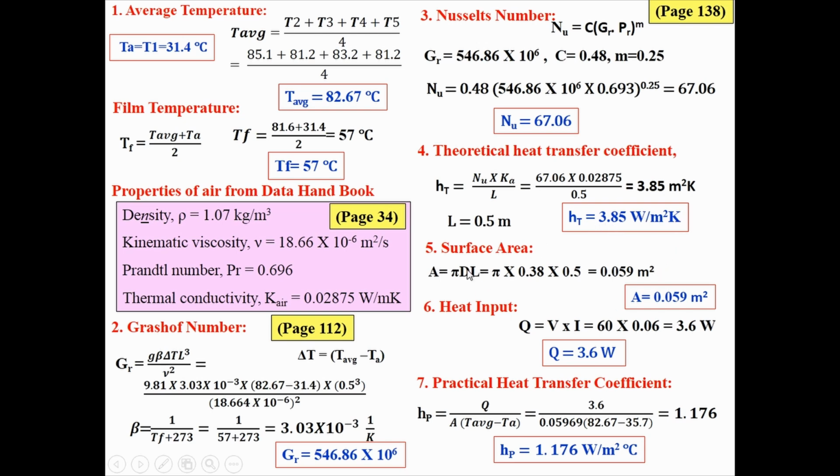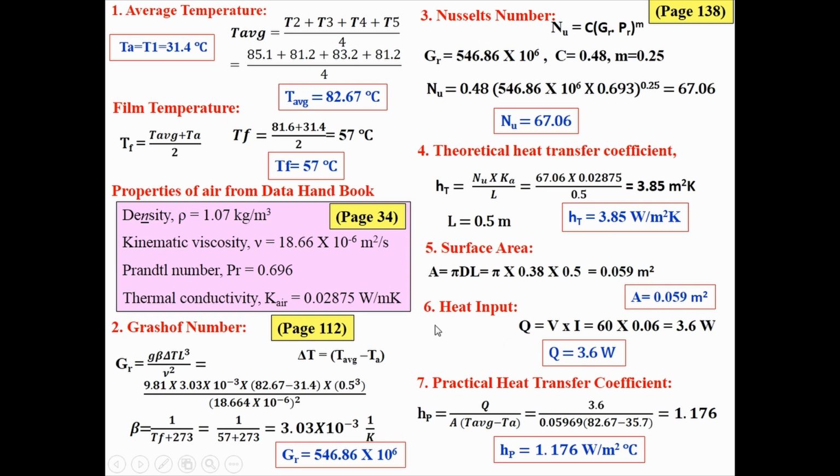After this, we have to calculate the surface area. Here we are going to consider surface area because the heat is going to transfer over the surface of the tube. That is capital A is equal to pi into D into L. D is 0.38 meter, the tube diameter. L is the length of the tube. Substitute, you will get the area, that is equal to 0.059 meter square.